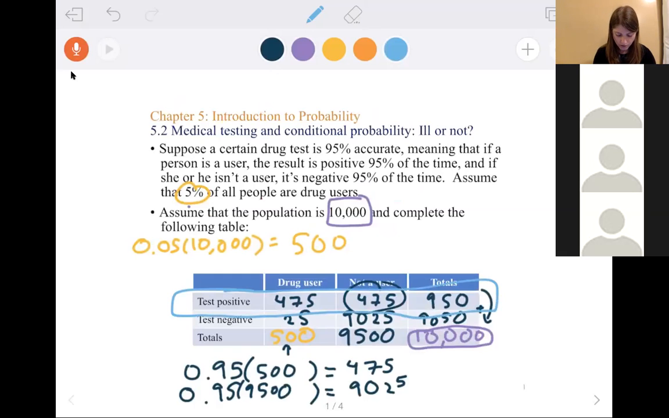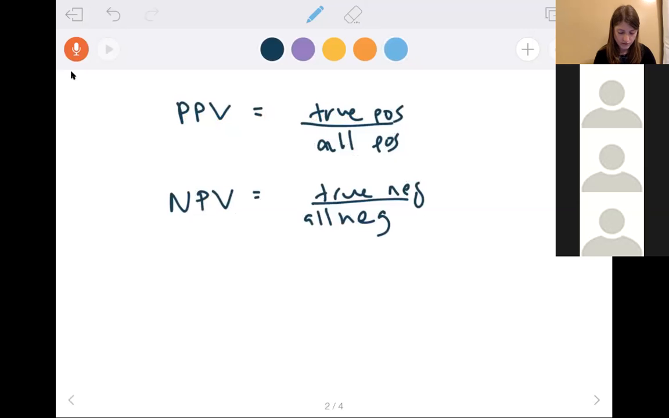So for this one, we had 950 total positives. And the ones that were drug users and tested positive were the correct positives. So in other words, we had 475 correct positives, 475 incorrect positives. So fill this in, true positives out of all positives. That gives 0.5, or turn it into a percentage, about 50%.